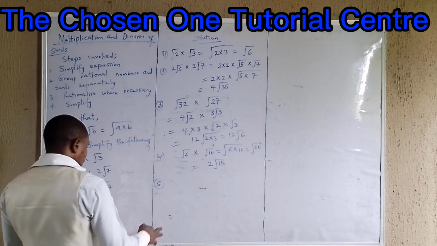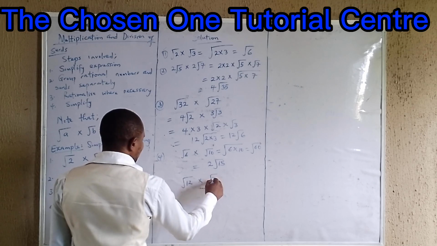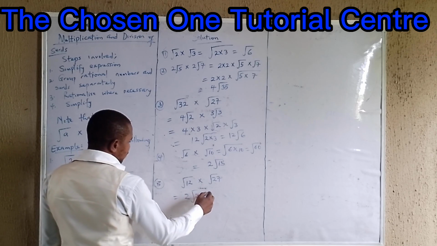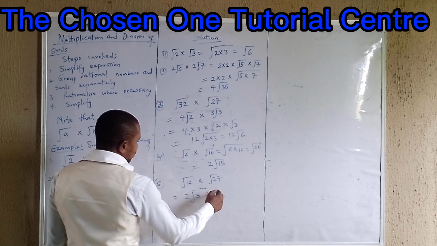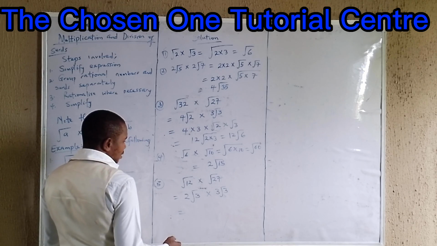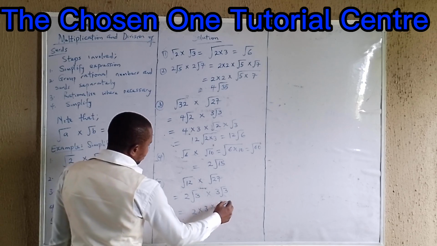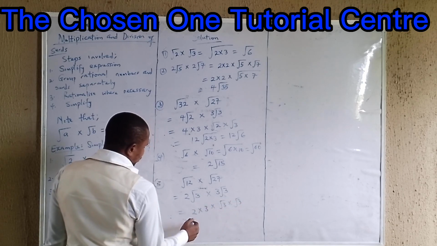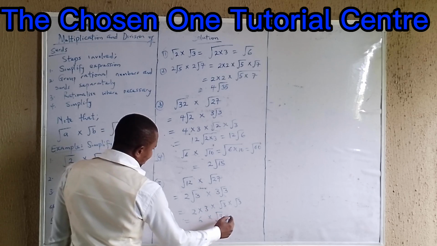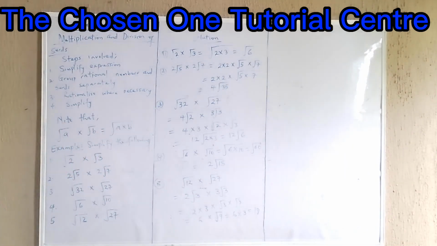Then number 5, we have root 12 times root 27. Root 12 will give us 2 root 3 in a basic form, times root 27 will give us 3 root 3. So we are going to multiply whole number by whole number, then we are going to multiply irrational number by irrational number. So we are going to have 2 times 3 times root 3 times root 3. Then 2 times 3 will give us 6. Root 3 times root 3 will give us root 9, and root 9 is 3. So our answer will be 18.